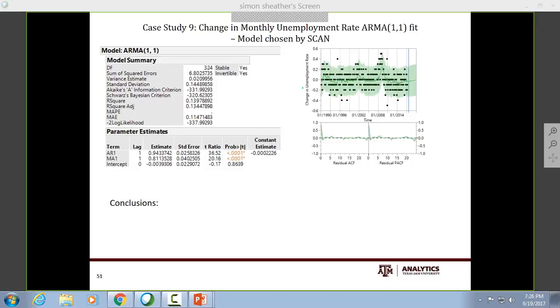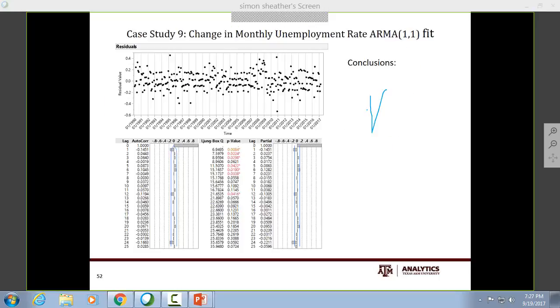Let's look at the model chosen by SCAN, the one we love. Remember, it was 1-1, right? So the model, ignoring the intercept, is parsimonious. The AR coefficient is statistically significant. The MA coefficient is statistically significant. Is it valid? No. Not a valid model. Why is it not a valid model?